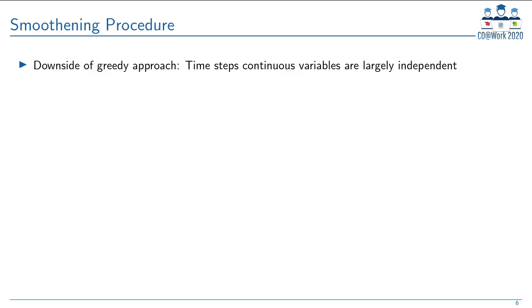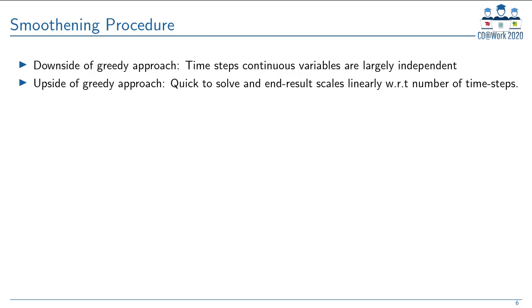We need to do this as the algorithm largely ignores the continuous variable interaction between time steps, and thus these values are largely independent. This continuous variable independence comes with some rewards though, and the upside is that our greedy approach is very fast and scales linearly with respect to the number of time steps.